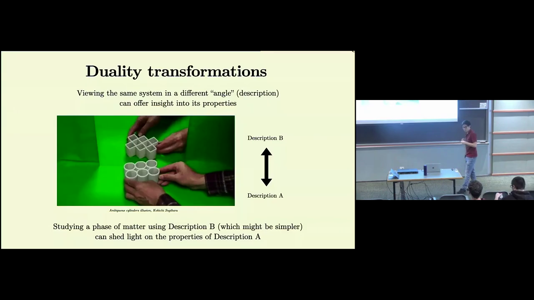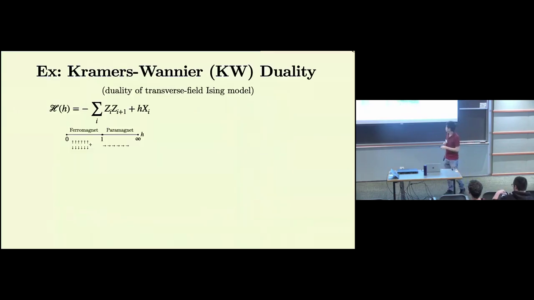The famous example when that happens is the Kramers-Wannier duality in the transverse field Ising model. I have 2 terms competing, a ferromagnetic term, the Ising coupling, and a transverse field term. And there are 2 phases, the ferromagnetic phase and the paramagnetic phase.